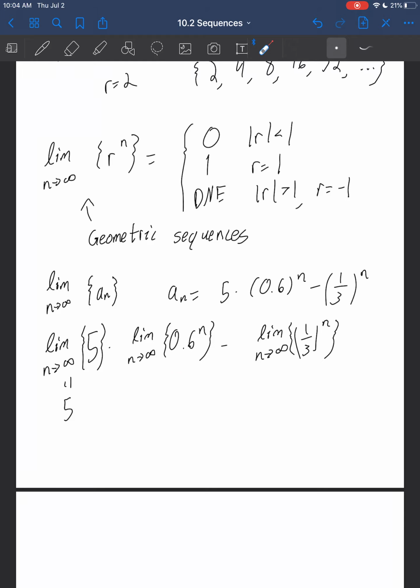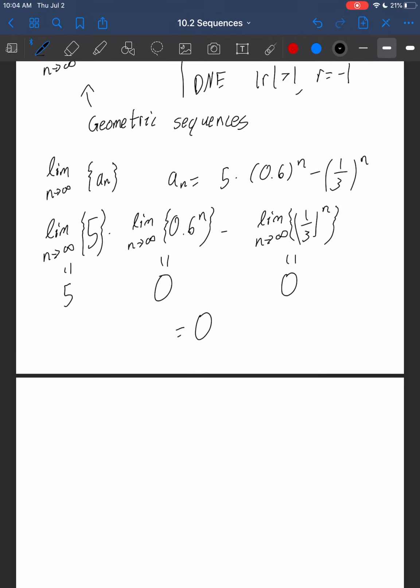So in particular, I have a 0.6 raised to the n. Well, r is going to have an absolute value less than 1. And the same thing here, r is going to have an absolute value of less than 1. So both of these, by our calculation of what geometric sequences are, equal 0. And so my entire function here is 5 times 0 minus 0, or 0. So the limit of a sub n is going to be 0. We're going to get closer and closer to a 0 value.